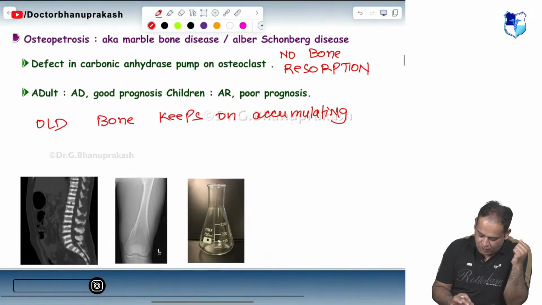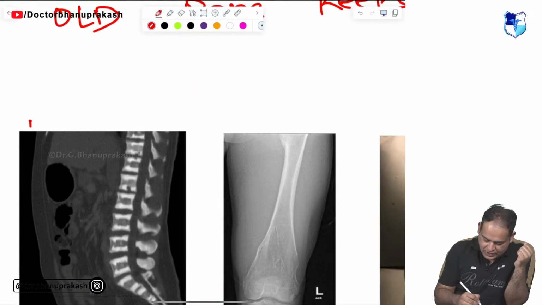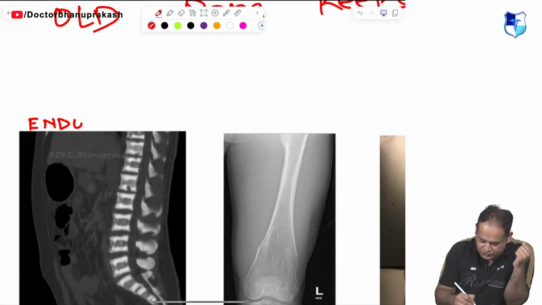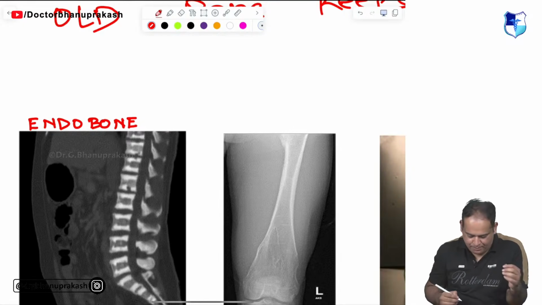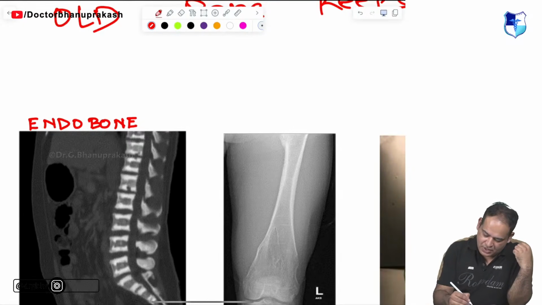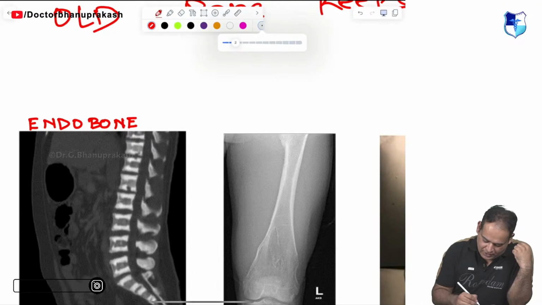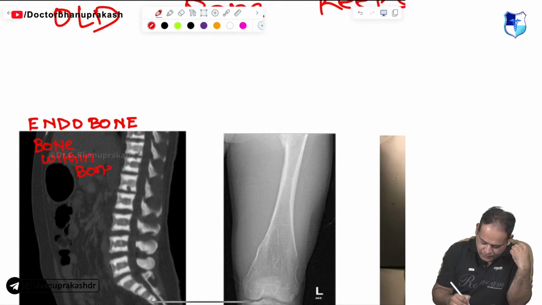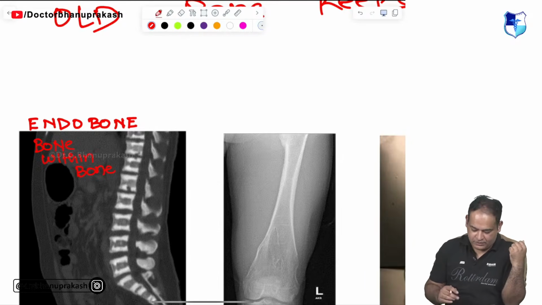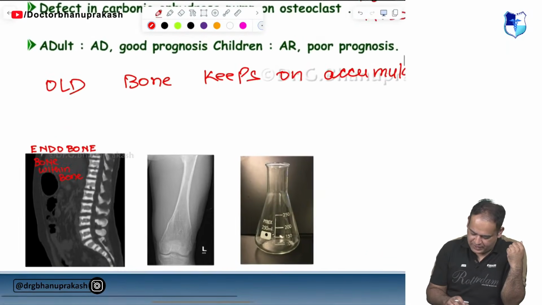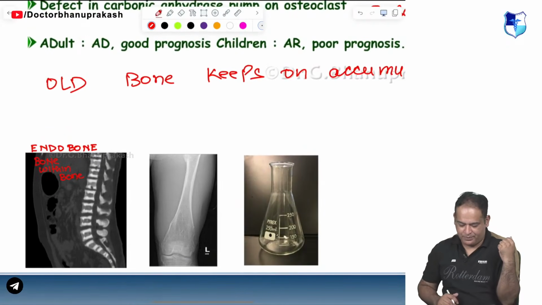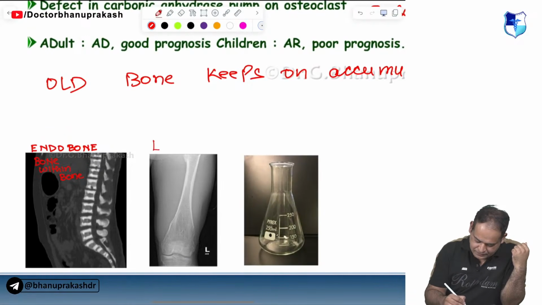Right? Now, what do we get to see? This is the finding which we get to see on X-ray. Endobone appearance. What do we call Endobone? Endobone is also called bone within bone. It is also called sandwich vertebra.